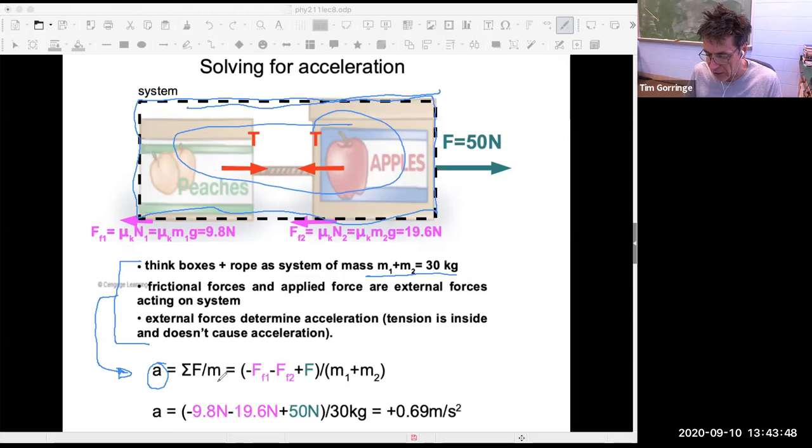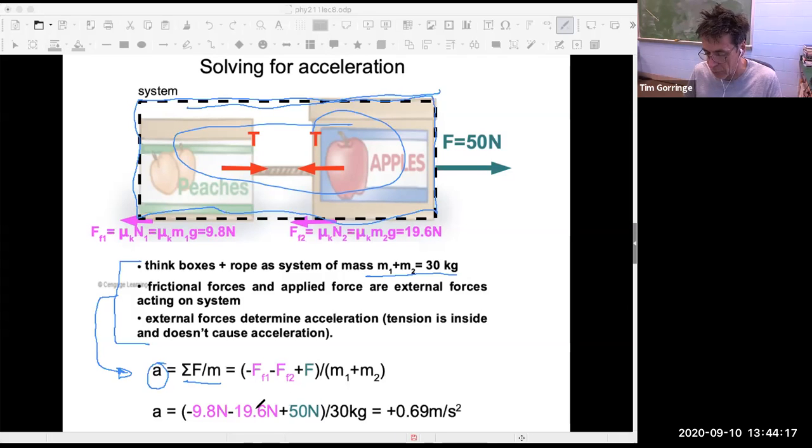We can find the acceleration by Newton's second law, that the acceleration is the sum of the forces divided by the mass of the system. The three forces are the friction on the first crate, friction on the second crate, my pull on the crate on the right, and then we just got to divide that by the mass. All those forces we know. Minus 9.8 newtons to the left, that's minus 19.6 friction newtons to the right, that's my pull of 50 newtons.